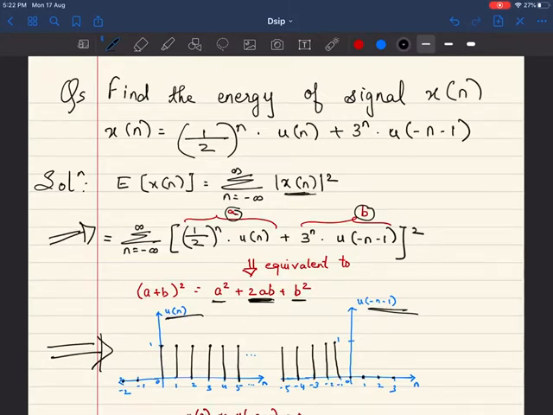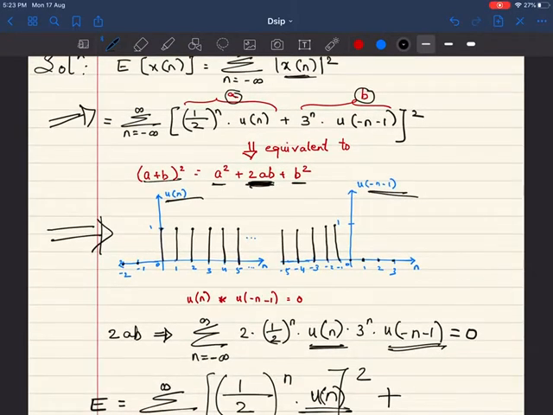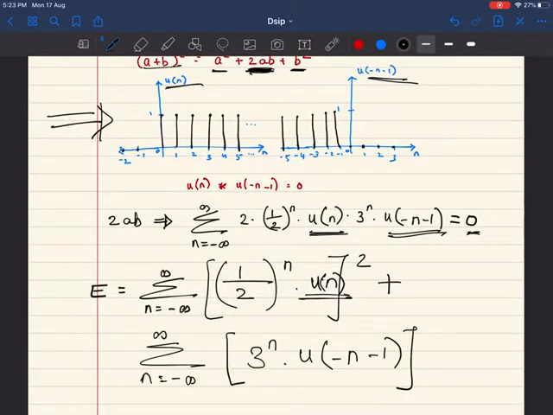Okay, now the first term I considered as small a, and the second term I considered as small b, which makes it (a plus b) the whole square, and this is the formula. I computed 2ab and found that it turns out to be 0. So now I just have to process a square and b square. That is exactly what I have written in this particular step for calculating the energy.